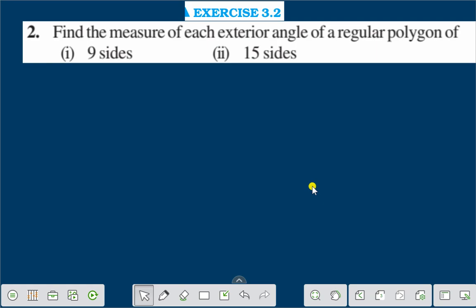Find the measure of each exterior angle of a regular polygon of 9 sides and of 15 sides. Here it is given that it is a regular polygon. That means all the sides and all the angles are equal, right? We have to find each exterior angle. We will solve question number 1.